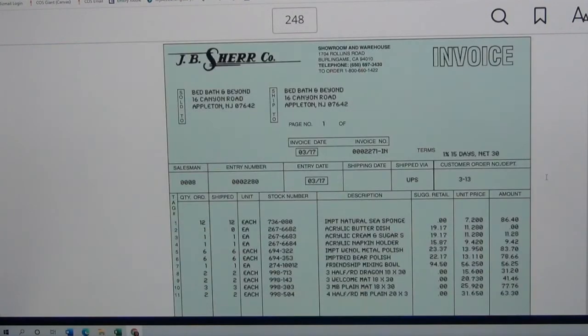Here's an example of an invoice from JB Share, and you can see that the way the terms are negotiated is on the front end. So JB Share will negotiate with the buyer. Apparently they sold product to Bed Bath & Beyond. And then in that discussion, or in those negotiations, they will determine what the terms are.